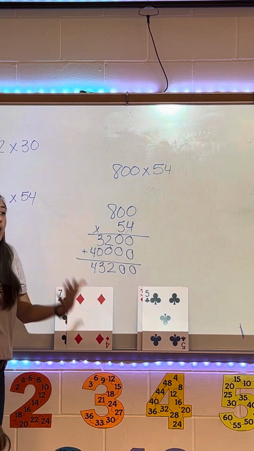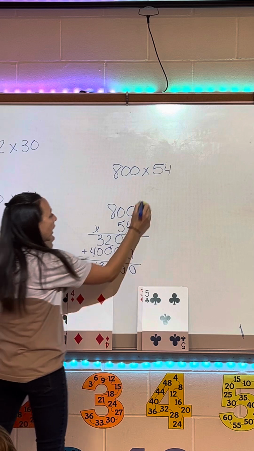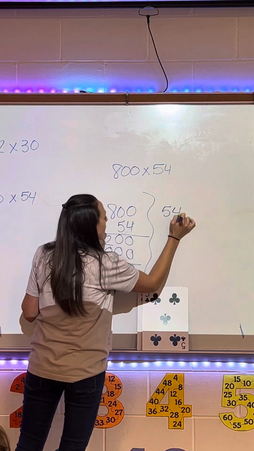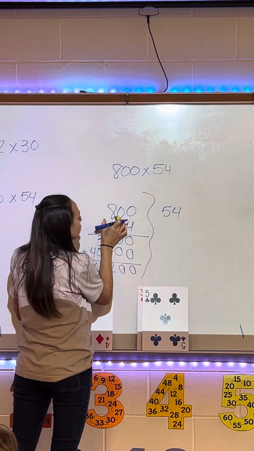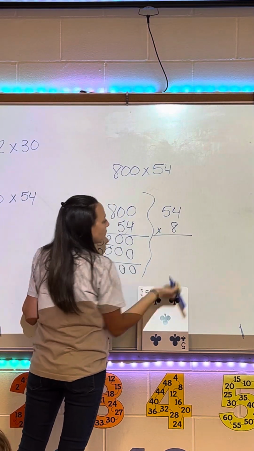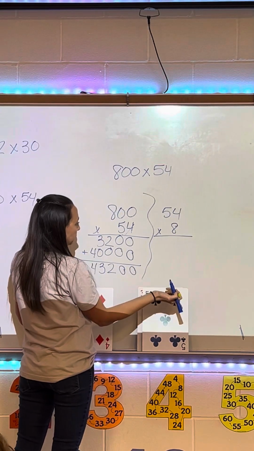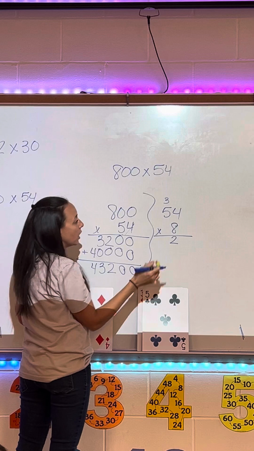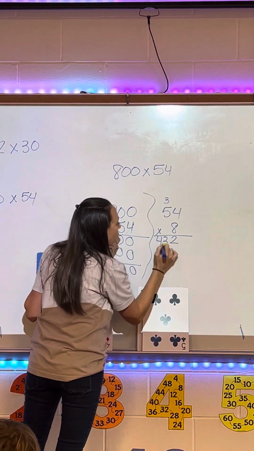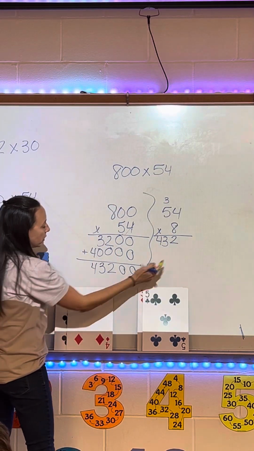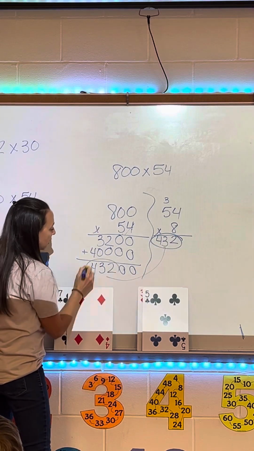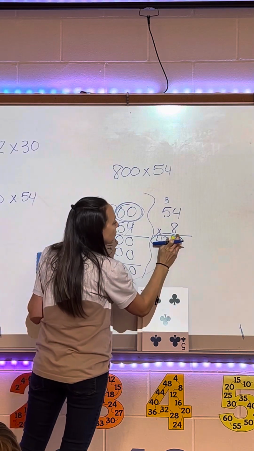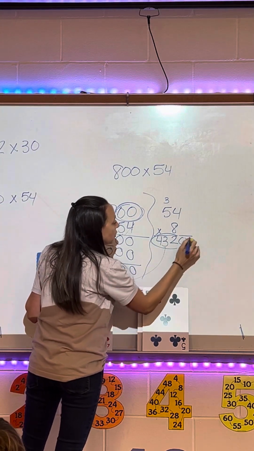Now, there is another way to do this. The other way would be, you take 54, which is my bottom factor, and you're just multiplying it by this 8, right? What's 8 times 4? 32. Dropping your 2, carrying your 3. 8 times 5. 40. Plus 3. 43. Do you see the 432 here? Yeah. What are we forgetting at the back? 0. 2 zeros. So you take your 432 and you're just adding 2 zeros at the back.